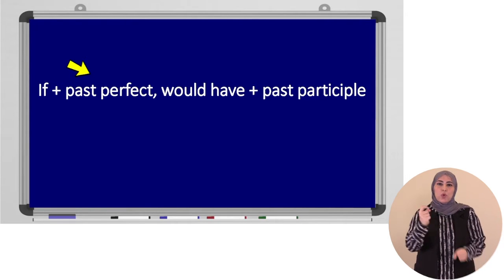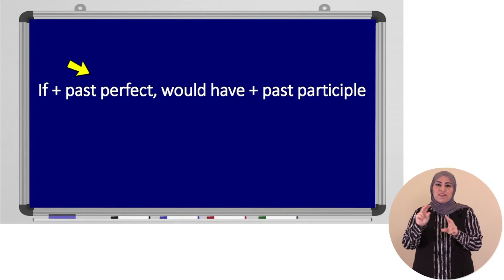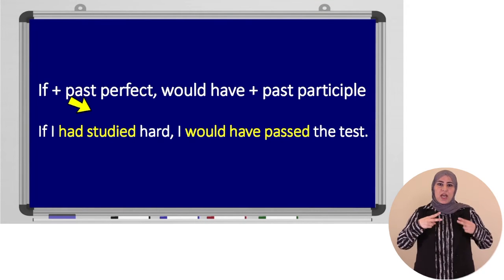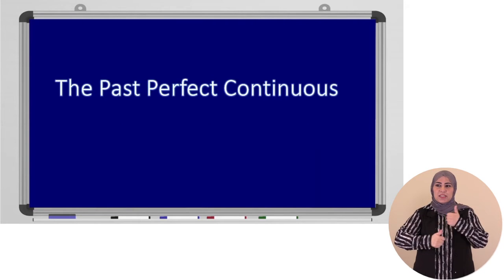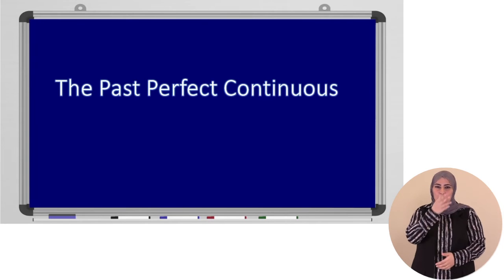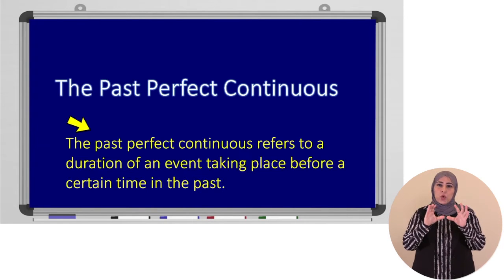If plus past perfect, you would have plus past participle. If I had studied hard, I would have passed the test. Very, very easy. And now it's time to look at another section of the past perfect. The past perfect continuous. What is it?